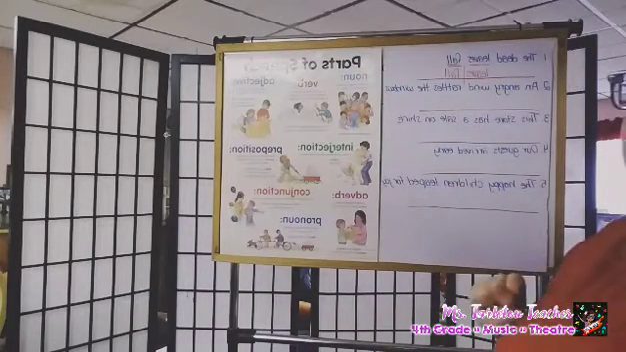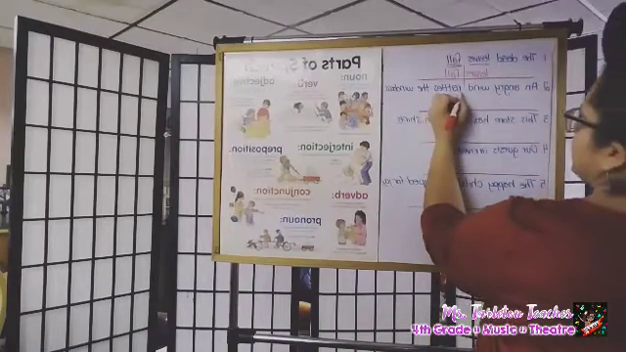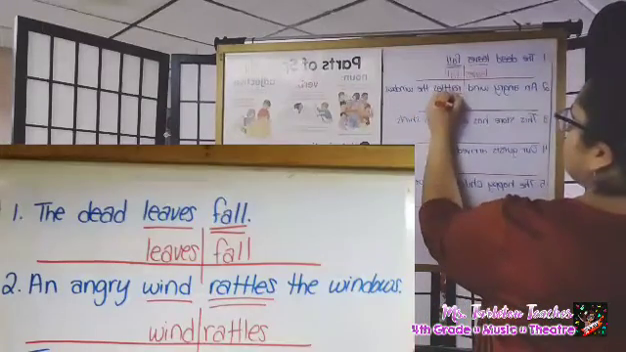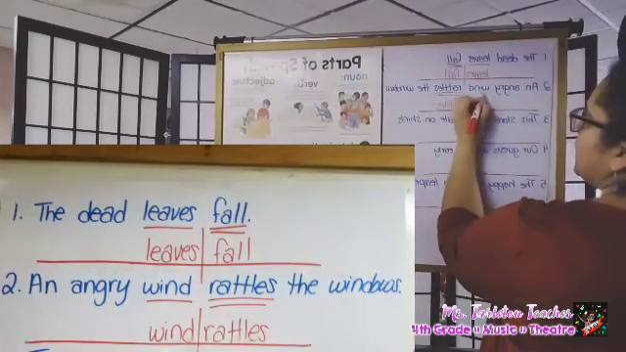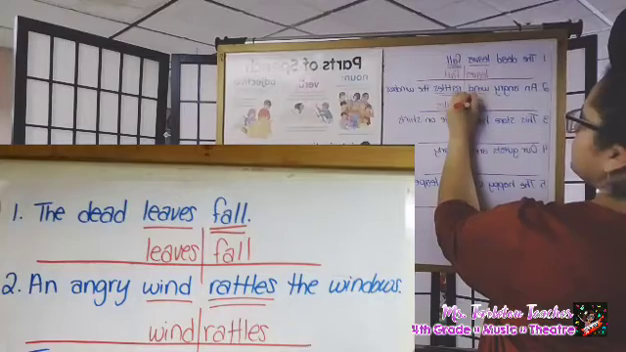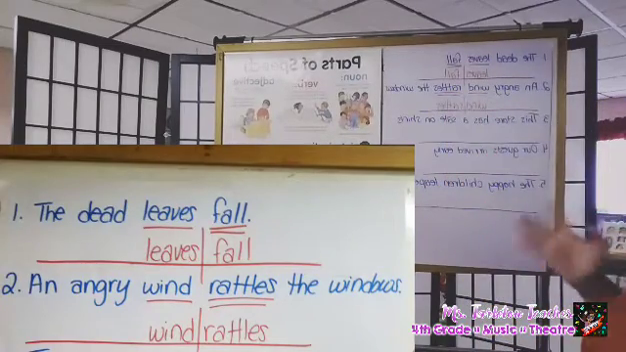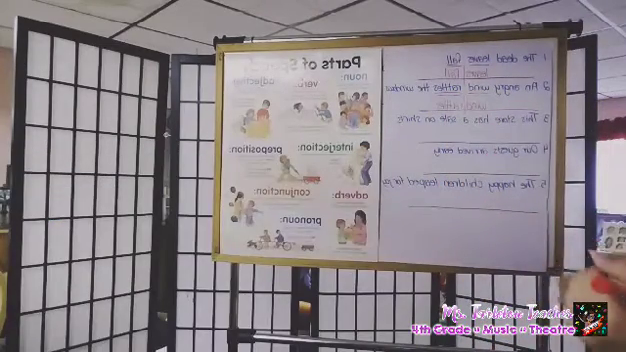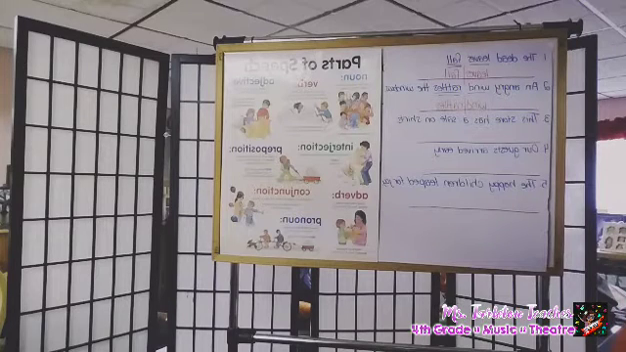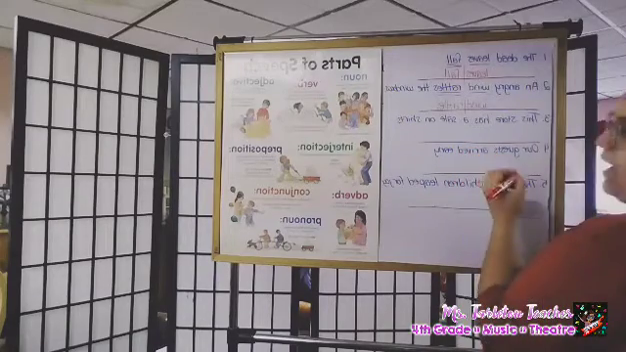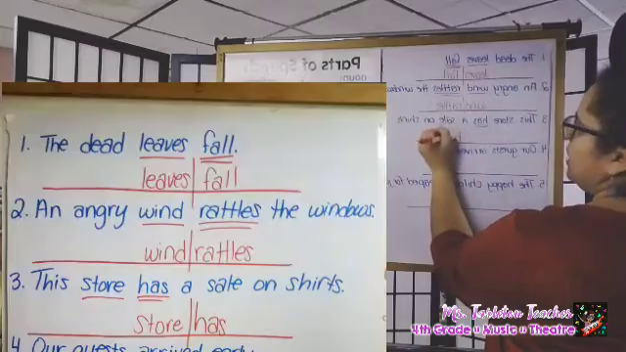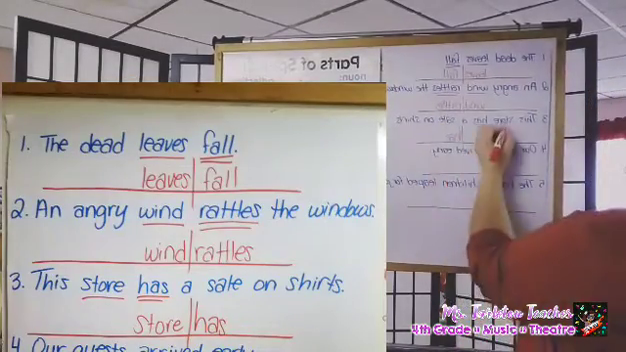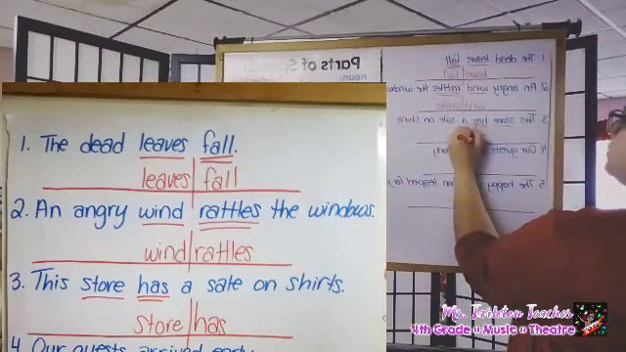All right, number 2, an angry wind rattles the windows. Well, I see an action verb here, rattles. And we draw our vertical line, and the wind is what rattles. Wind rattles. And again, I have those mini sentences. They make sense. Number 3, this store has a sale on shirts. Well, I see right there, has is my verb. Draw my vertical line. And what has? The store has.